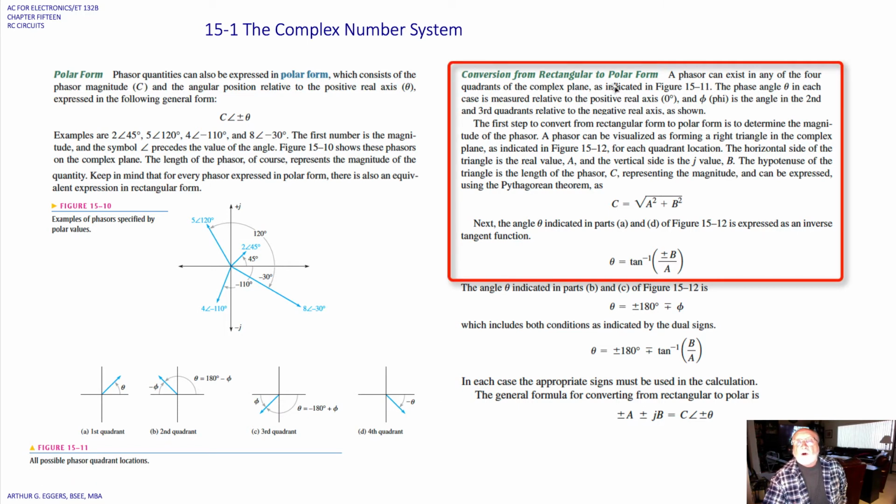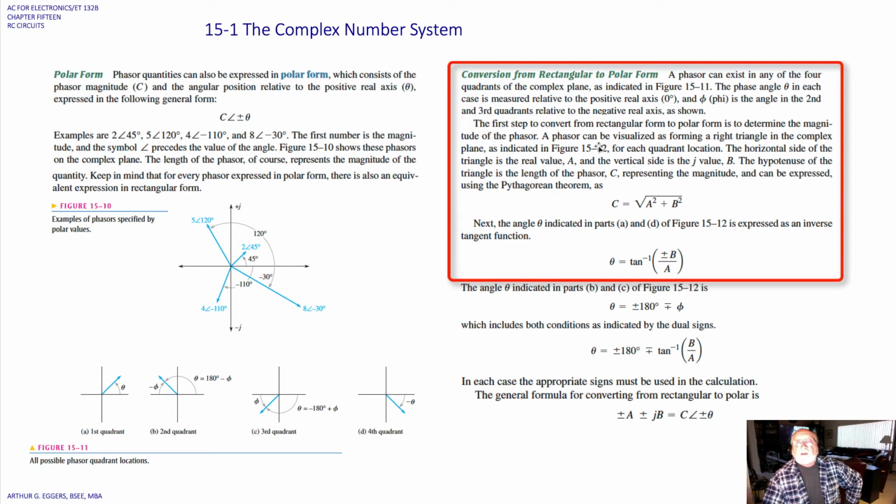Conversion from rectangular to polar form: a phasor can exist in any of the four quadrants of the complex plane as indicated below in 15.11. The phase angle theta in each case is measured relative to the positive real axis, so relative to the x-axis, 0. And phi is the angle in the second and third quadrants relative to the negative real axis as shown. So you can have angle theta or you can have angle phi. In each case you have to deal with the sign of the angle.